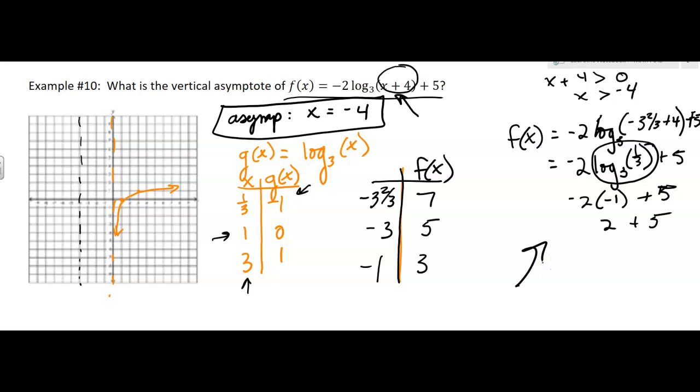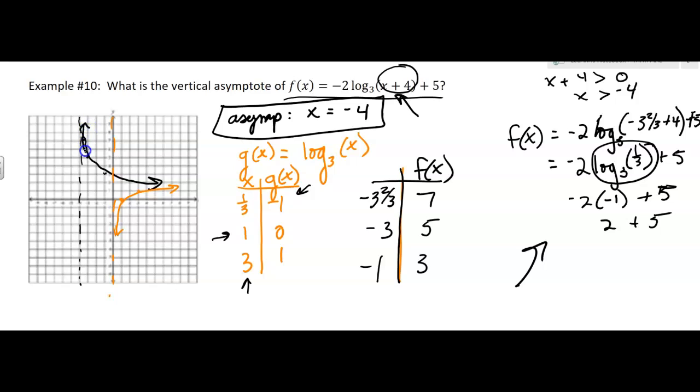Now let's see what those points look like. Negative 3 2/3, and I'm way up at 7. So it's like up there. And then I'm at negative 3, 5. 1, 2, 3, 4, 5. And then I'm at negative 1, 3. So it's looking like this.